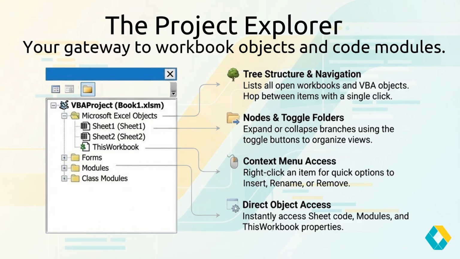Navigation and actions. This area explains how to work with the Project Explorer efficiently. Tree structure and navigation: view all open workbooks and VBA objects. Nodes and toggle folders: expand or collapse branches to organize the view. Context menu access: right-click items to insert, rename, or remove. Direct object access: quickly open sheet code, modules, and ThisWorkbook.